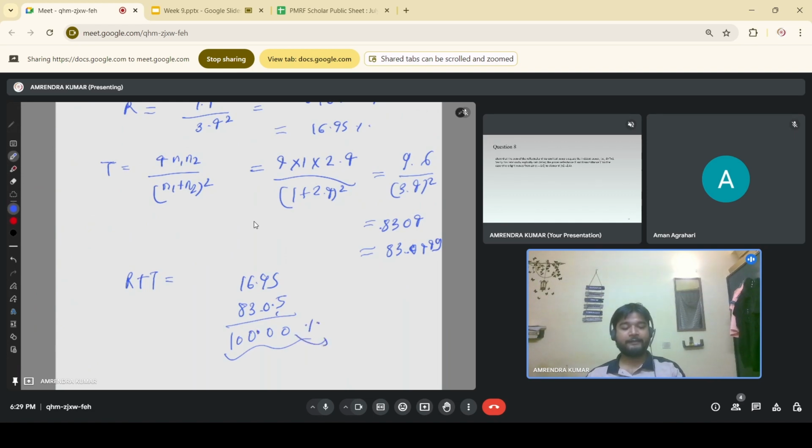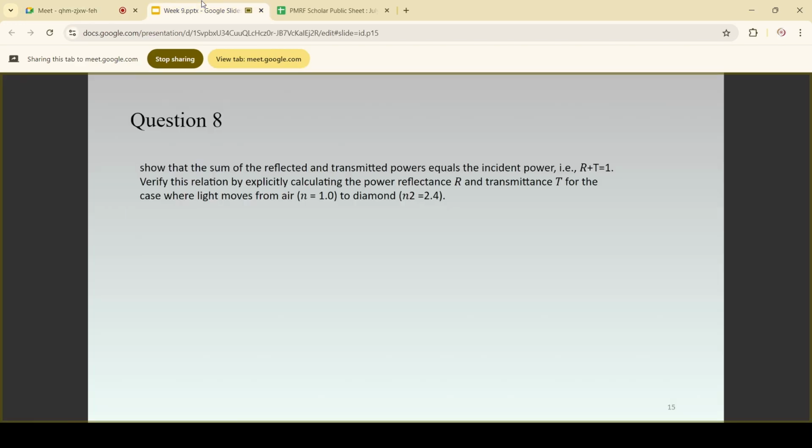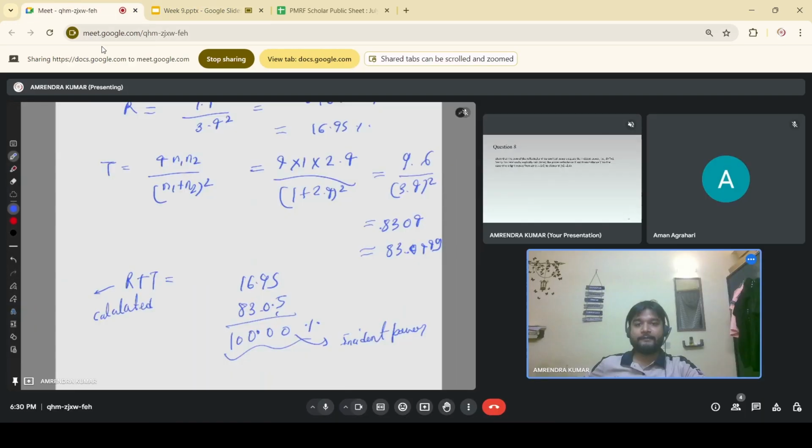This is the incident power. What we have is R plus T, so you can see that the sum is 100%. That means the energy is conserved, because that is the condition for energy conservation, right? The reflectance and the transmittance of the incident power: how much is being transmitted and how much is being reflected. Now let's go to the next question.